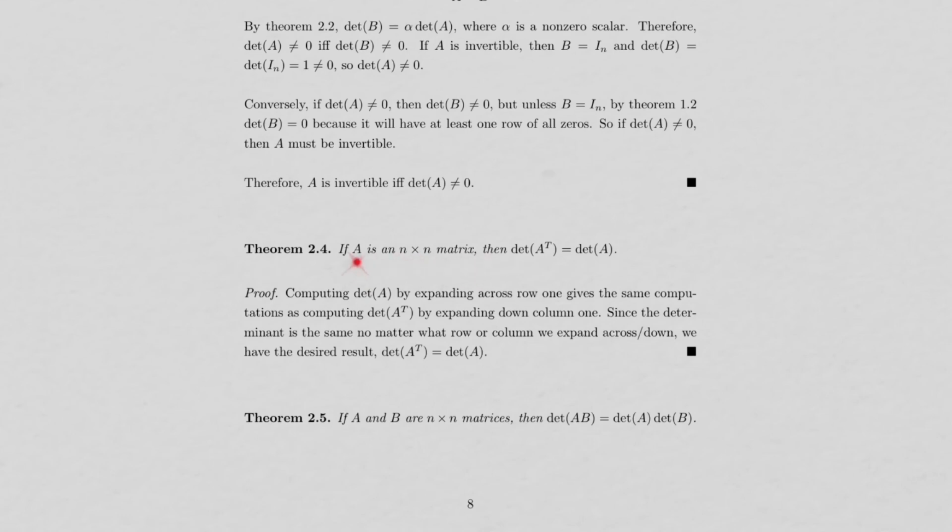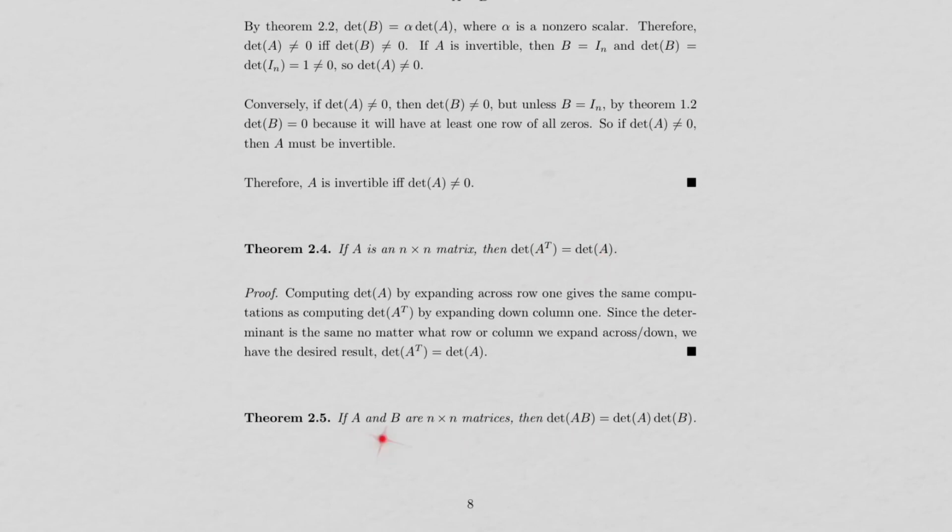Then we have the theorem that says if A is an n by n matrix, the determinant of A transpose is equal to the determinant of A. And that is a simple result of the theorem that says we can expand across or down any row. Row 1 of A transpose is the same as column 1 of A. So if I expand across row 1 of A transpose, I'll get the same thing as if I were to expand down column 1 of A.